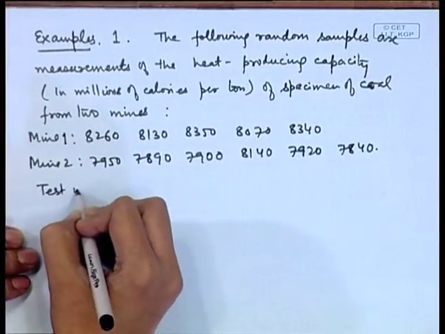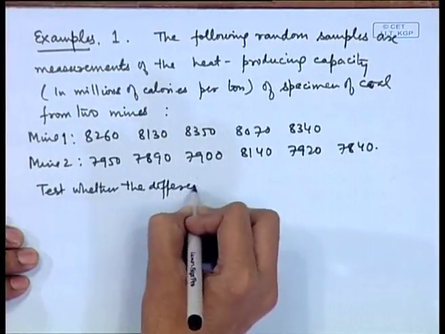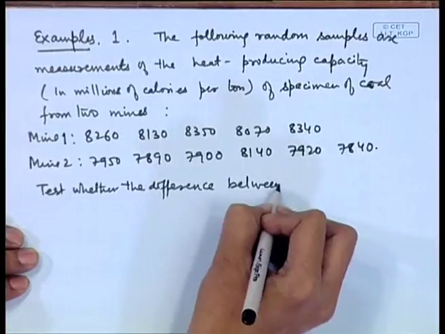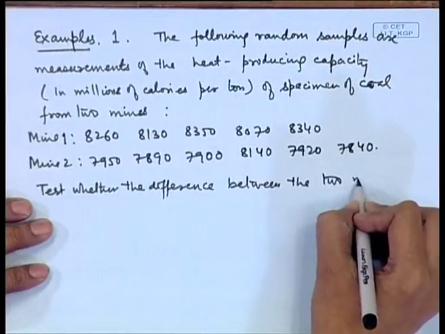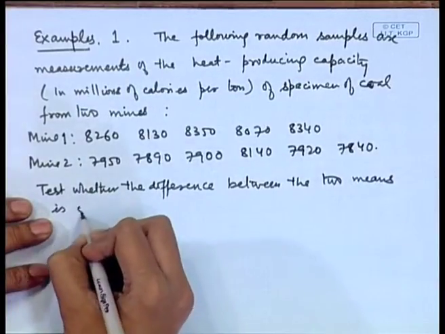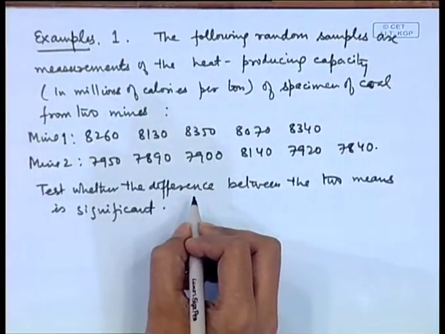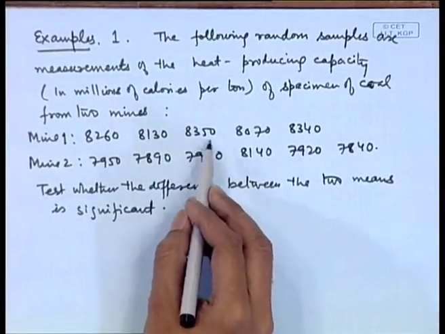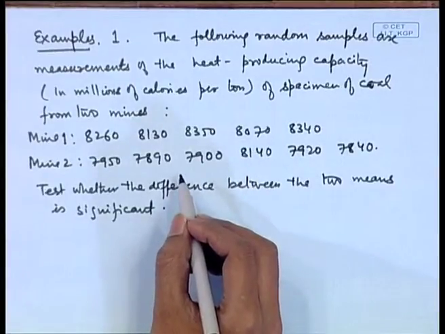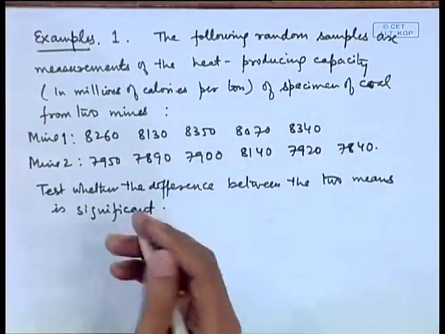Test whether the difference between the two means is significant. So, here 2 samples are available to us and we are having 5 and 6 observations respectively from the 2 samples. So, what we do here, we have to check whether mu 1 is equal to mu 2 or mu 1 is not equal to mu 2.